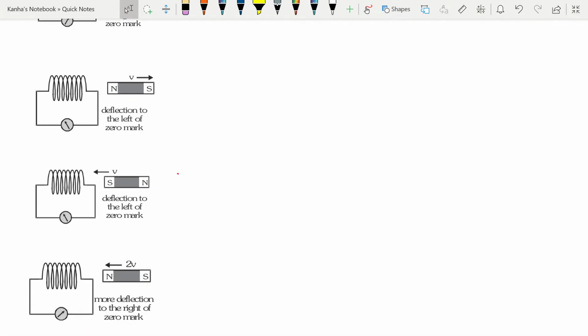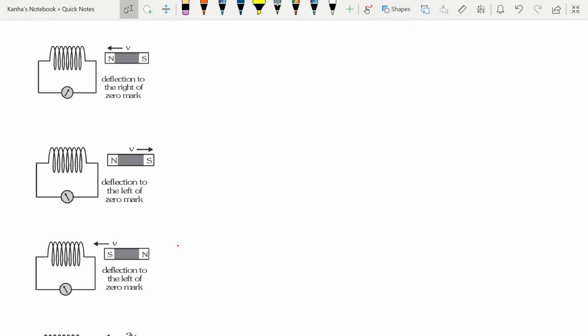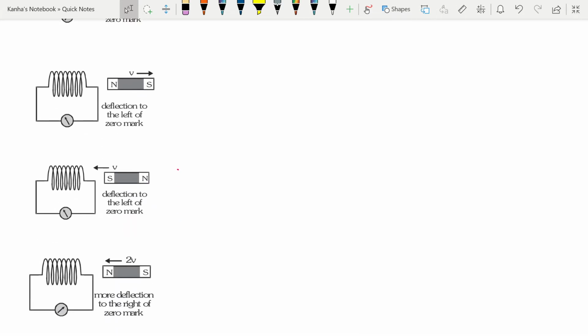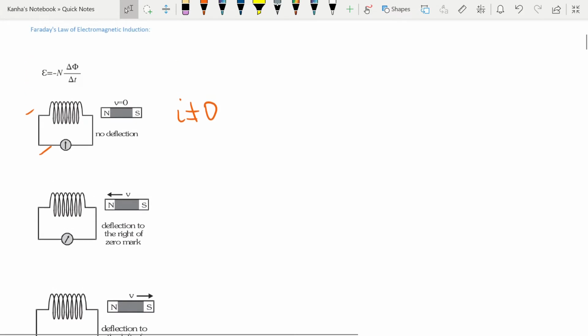When he tried to bring the south pole towards the coil, he found that the deflection in the galvanometer is towards the left, and it is opposite to the condition that we had when we were bringing in the north pole. In the final case, he tried to bring in the magnet at twice its speed, and he found that the deflection was on the same side, but the magnitude of the deflection was more. Given these experiments, he proposed two laws.